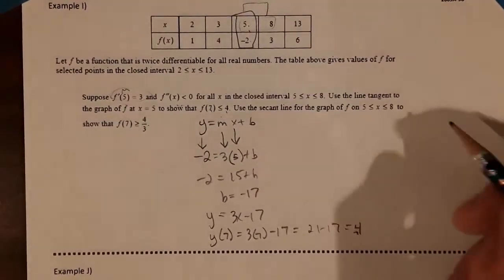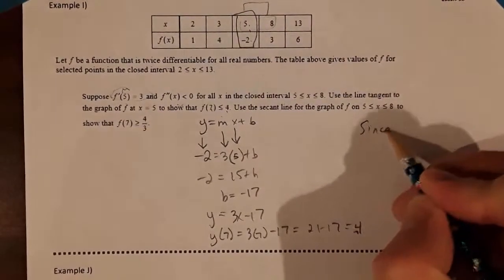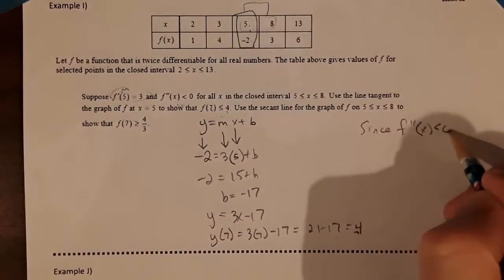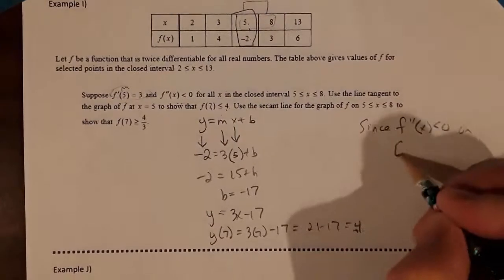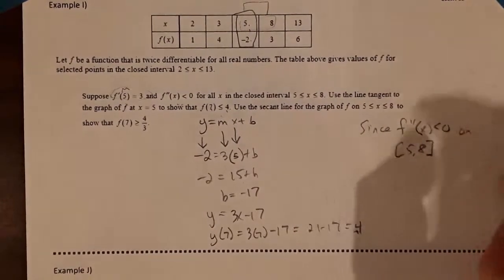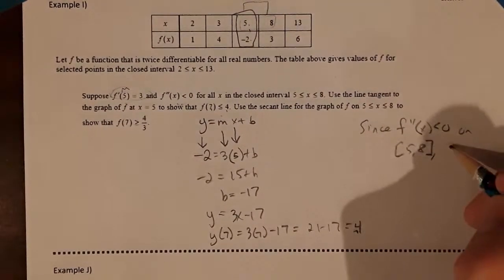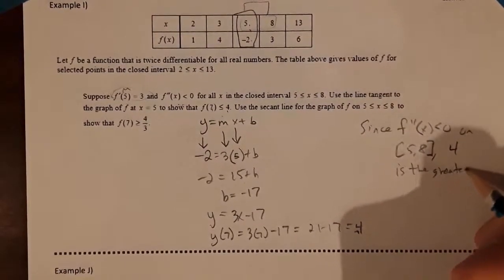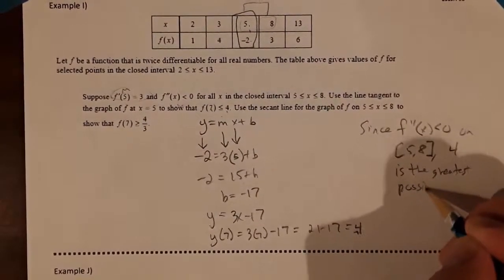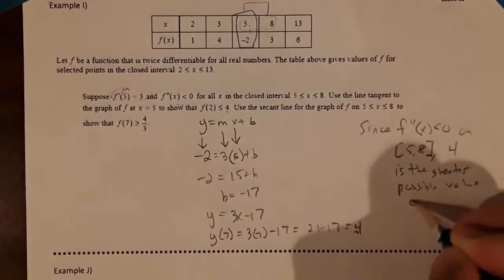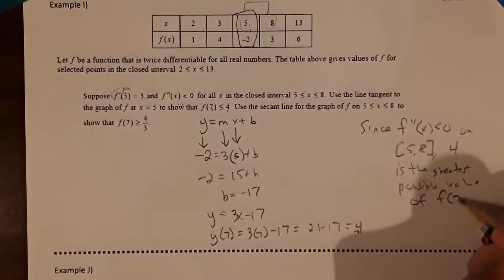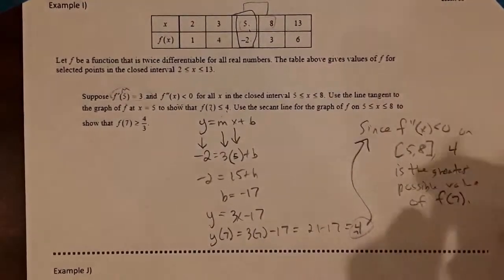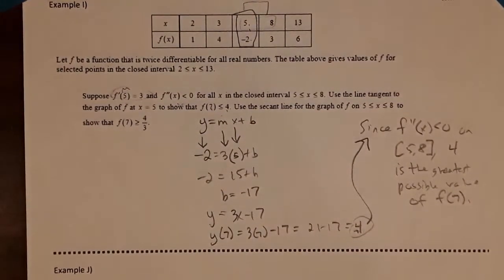So our justification here can simply be, since f double prime of x is negative on 5 to 8, 4 is the greatest possible value of f of 7. And we've already done the work to show that 4 is the number that we'd end up with.